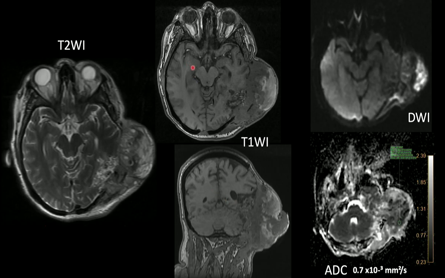Here we have some axial and coronal MR images, and we can see the left temporal occipital parietal craniectomy with transcalvarial herniation of the extra-axial lesion, which has intracranial and extracranial extensions and also a cervical extension. It's heterogeneous on T2 and T1 images. Here in T1, we can see some hyperintense zones that suggest hemorrhage. And there is restriction on diffusion-weighted images, as you see here, with 0.7 ADC values in the zones with more restriction.